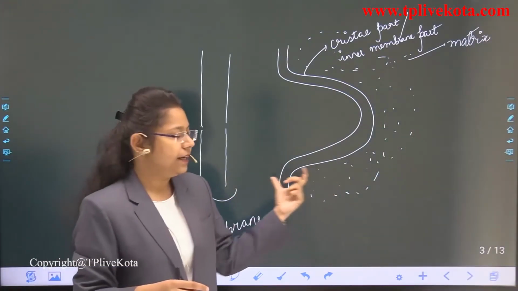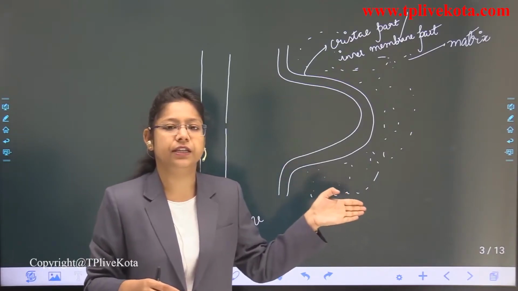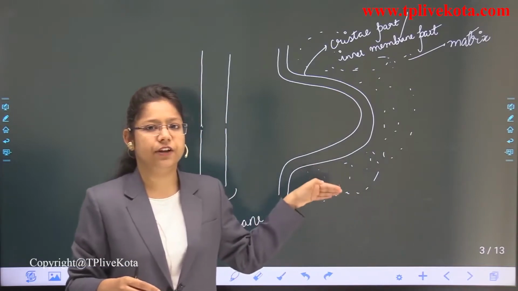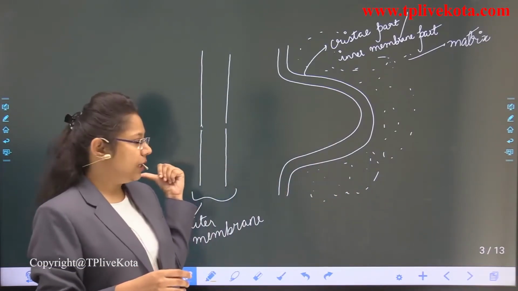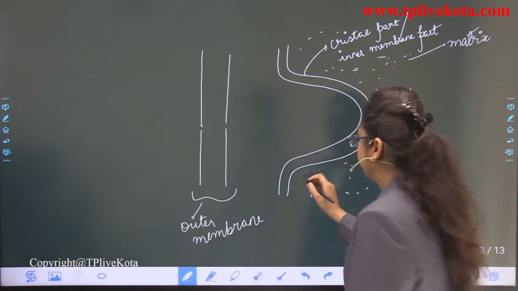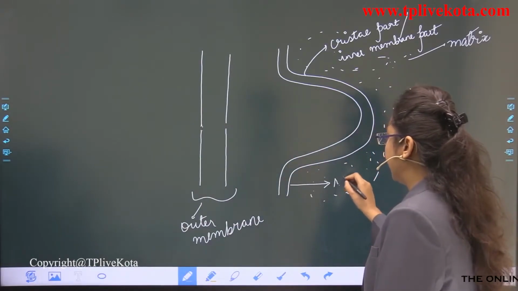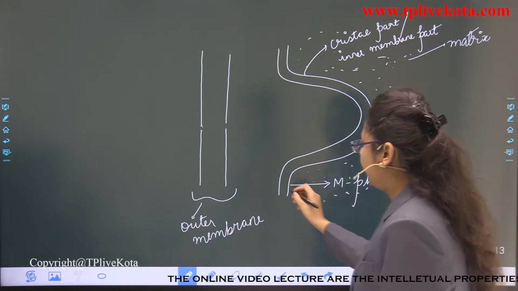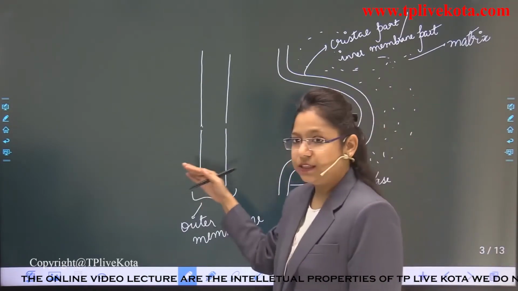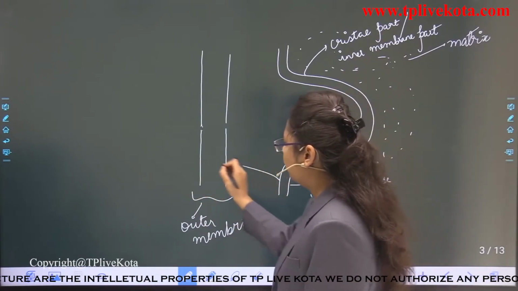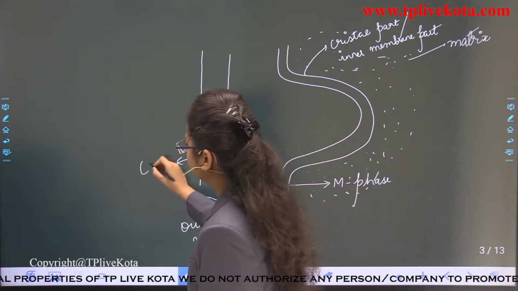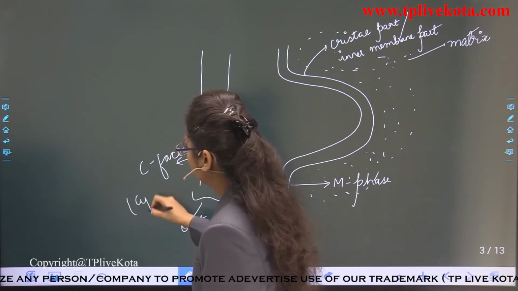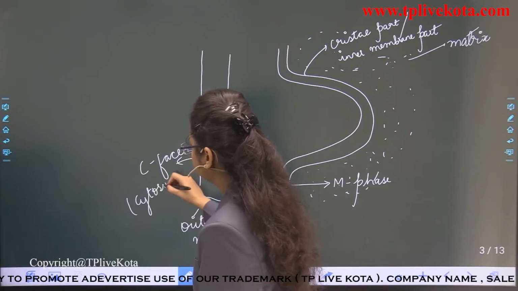Okay, so it is divided into two phases. First is the M phase, which is present towards the matrix part, and the C phase, which is present towards the outer membrane part. So I am labeling it here. This phase is known as M phase, matrix phase. And this phase, which is present towards the outer membrane, is known as what, students? C phase. And we can use the full form over here. This is also known as cytosol phase.